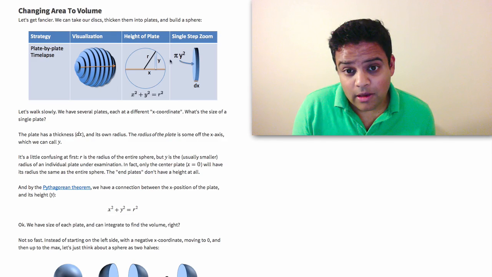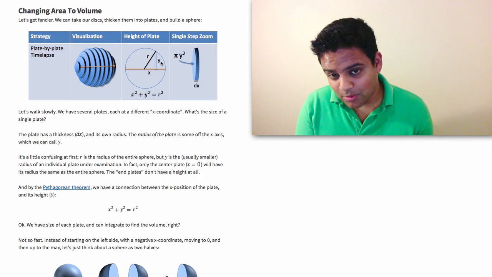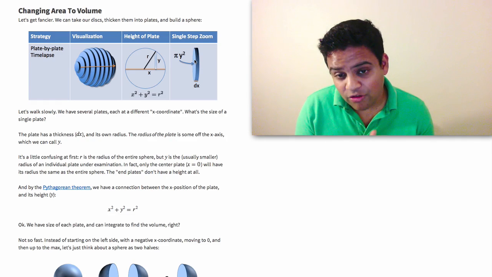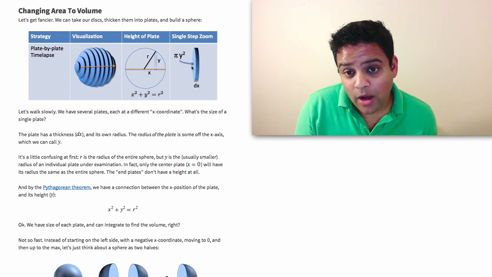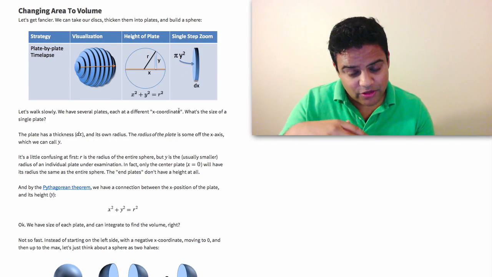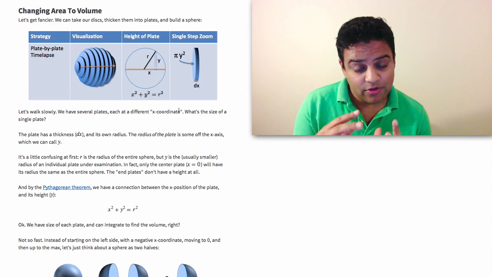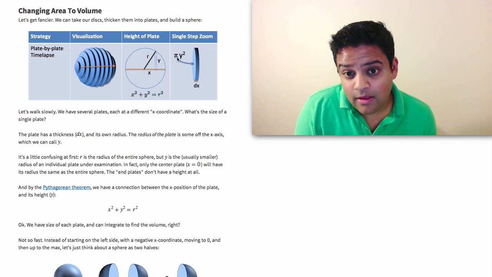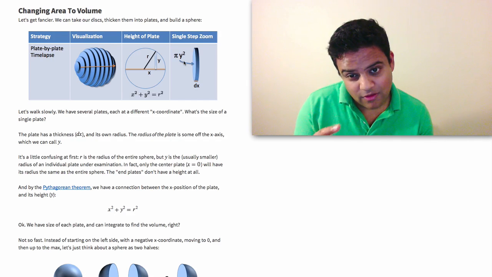The height is y, and we can leave it as y or we can plug it in. And the area of this plate is pi y squared. Again, y is just the height of it. So we have, kind of, pi r squared for the area of a circle, pi y squared because y is the height here, and then dx is the thickness. So that's the general approach of how we're going to take our sphere and cut it into slices of size dx wide and pi y squared is the area.